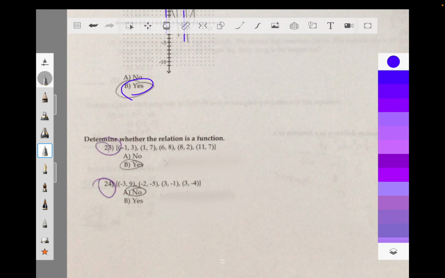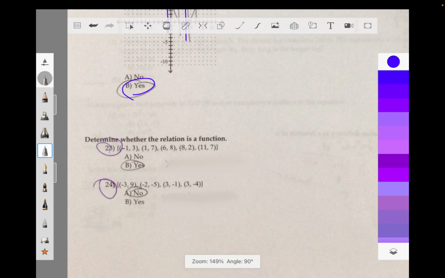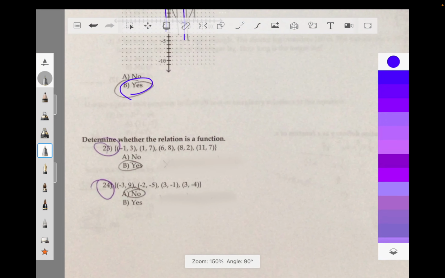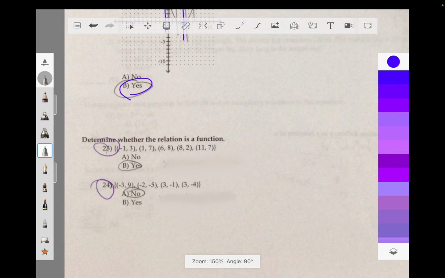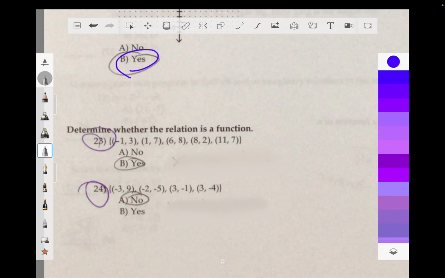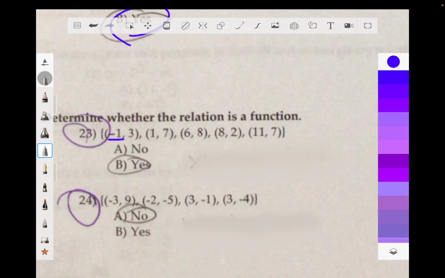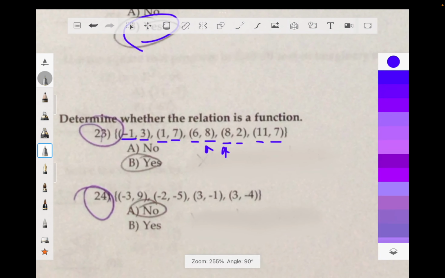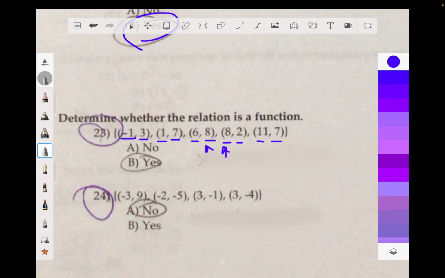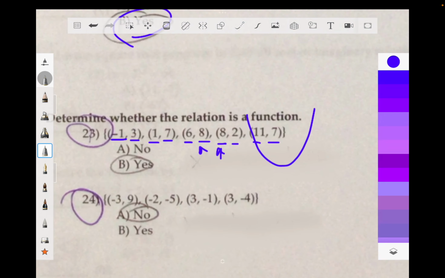Okay, cool. Determine whether the relation is a function. I don't remember what this means either. This one you can't have any repeating x or y values. So for -1 you have 3, for 1 you have 7, for 6 you have 8, for 8 in the x direction you have 2, and 8 in the y. For 11 you have 7. Oh, because it's like this.